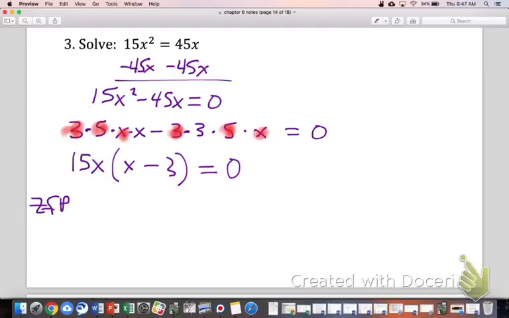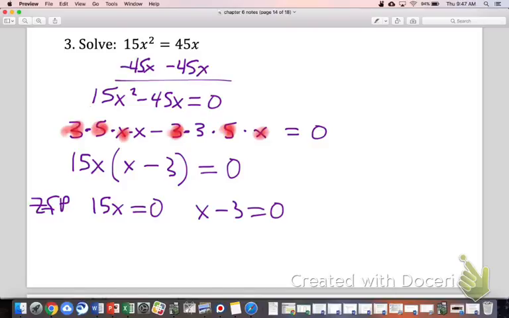Zero factor property tells you to do this. If you've got something times something and the answer is 0, you take the first something, and in this case the first something is 15x, and you set it equal to 0. And you take the second something and you set it equal to 0, like that.